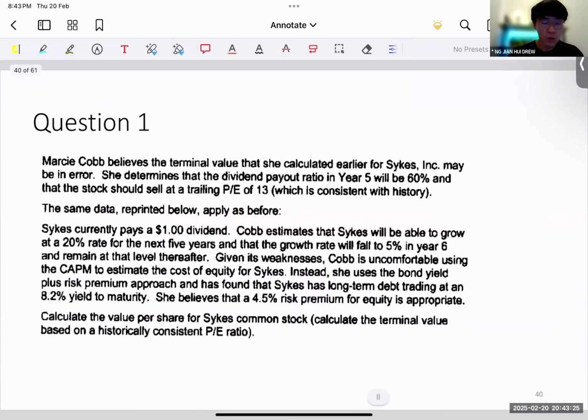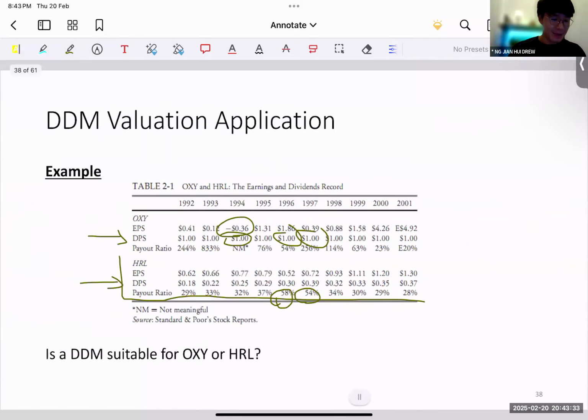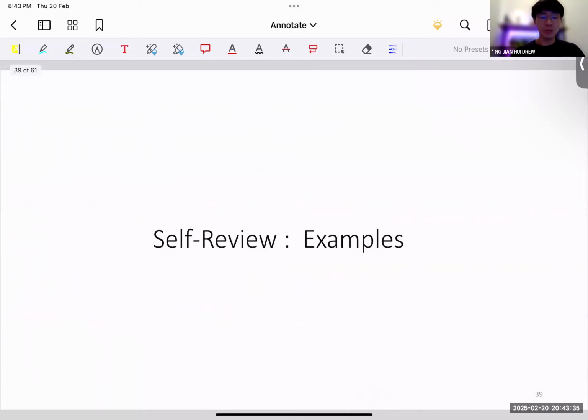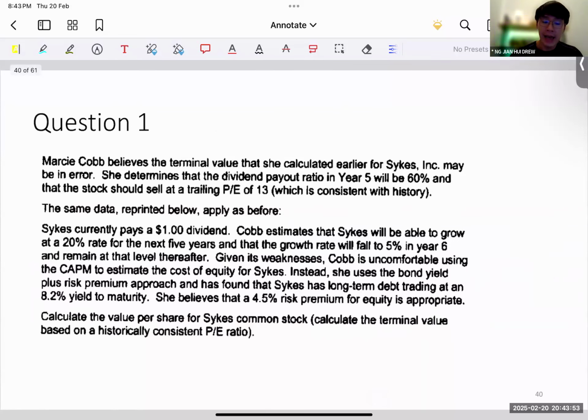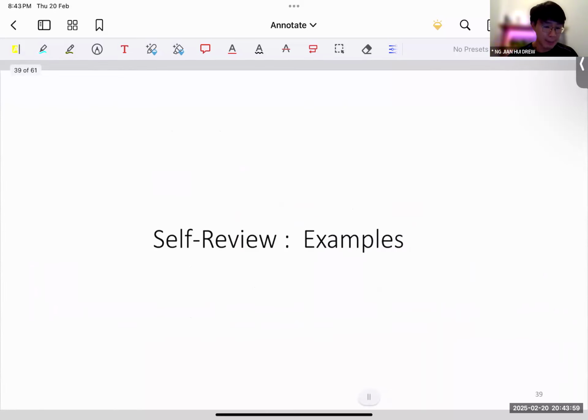Okay, so let's take a quick break, maybe an 8 minute break. Before we go on break, we're done with today's lecture. Today's lecture is a bit lighter. There are two things that I would like to do before we end the lesson. Most likely we'll end slightly earlier. The first is to go through two self-review examples to show you how we use the dividend discount model. And after that, we'll touch on the TMA as well.